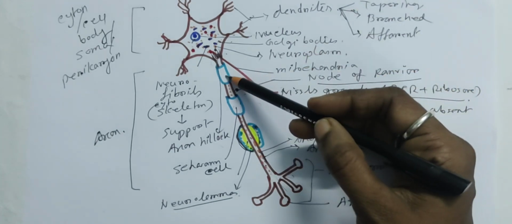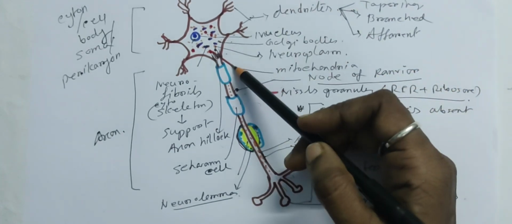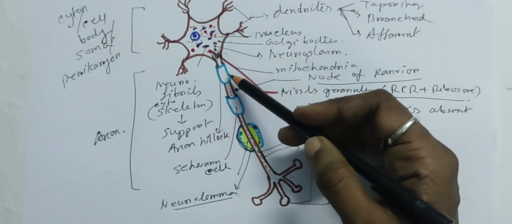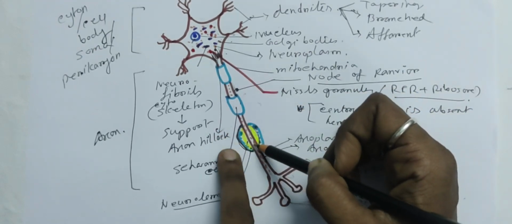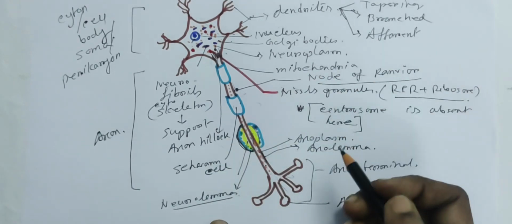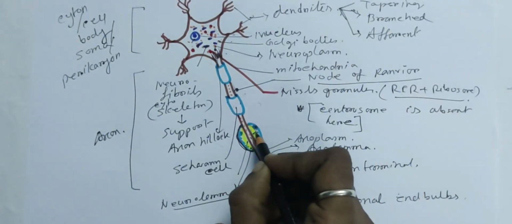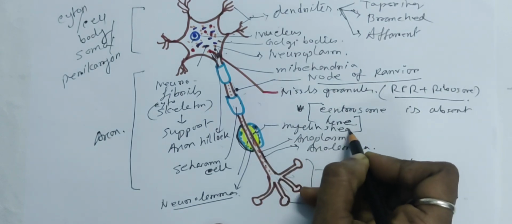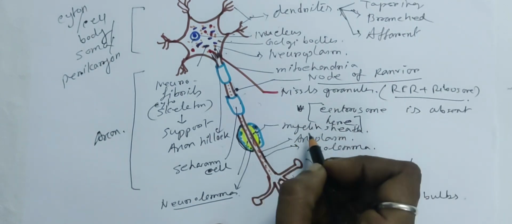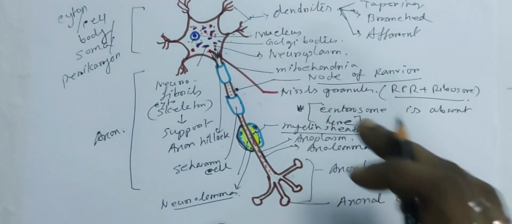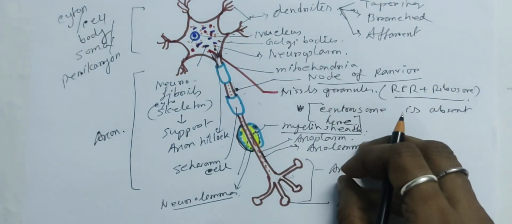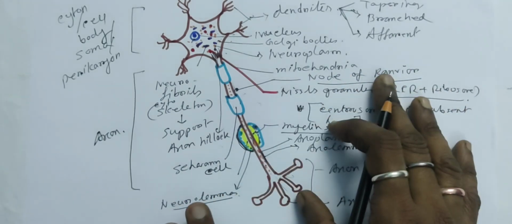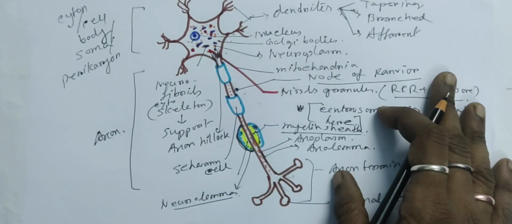Next, the axon is surrounded by a group of cells called the Schwann cells. The Schwann cell at its inner side has a fatty layer. That fatty layer is called the myelin sheath. The neuron which has the myelin sheath, we call a myelinated neuron, and the neuron lacking a myelin sheath is called a non-myelinated neuron.